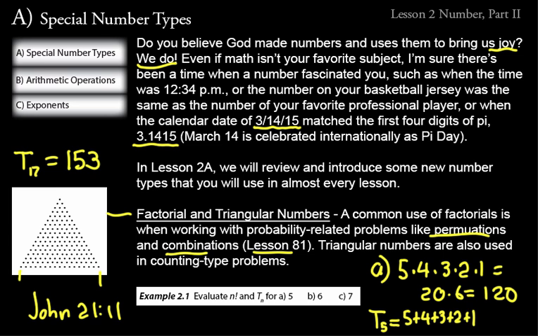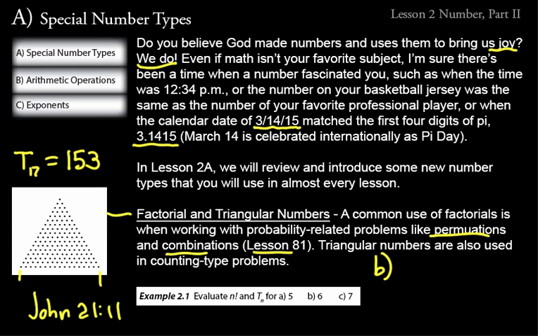Do you see the difference here? The factorial, they're all times each other. The triangular, they're all added together. They're all plus each other. And so adding that together, that would give us 15 for the triangular. Now pause the lecture and see if you can do B on your own.